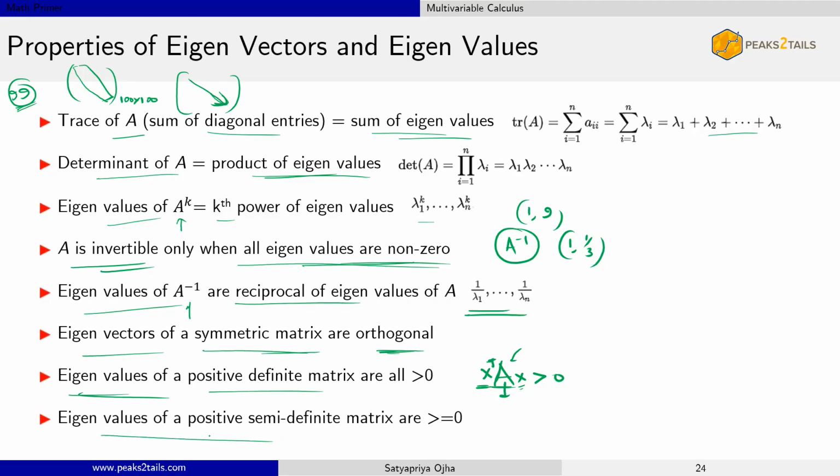Finally, same thing. Eigenvalues of a positive semi-definite matrix will be greater than or equal to zero. So if some of the eigenvalues are zero and none of them are negative, then we can say the matrix is positive semi-definite. So this is an easier way to prove whether a matrix is positive definite or positive semi-definite, purely by looking at the eigenvalues.